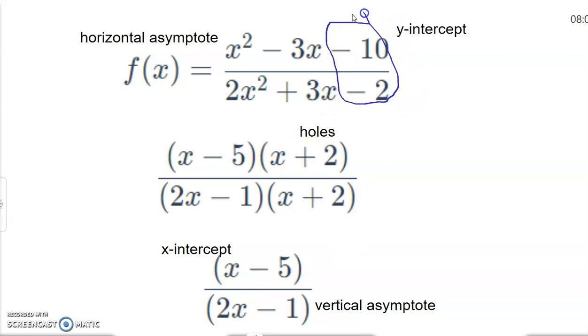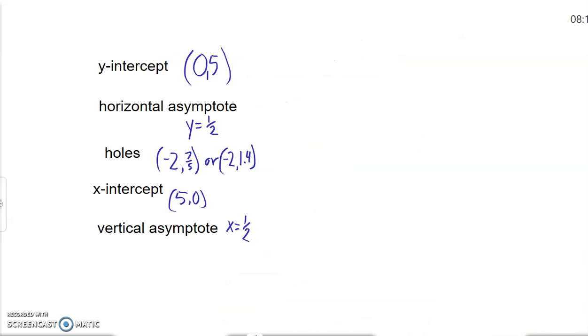There's your y-intercept from over here. Because these degrees were the same, my horizontal asymptote is coming from y equals that. The hole comes from over here where you cancel these out, get the 0, that's -2. Plug that -2 back in. The x-intercept is coming from the top here, and the vertical asymptote is coming from the 0 of the bottom. All right, and so here's a summary of those numbers that I got.